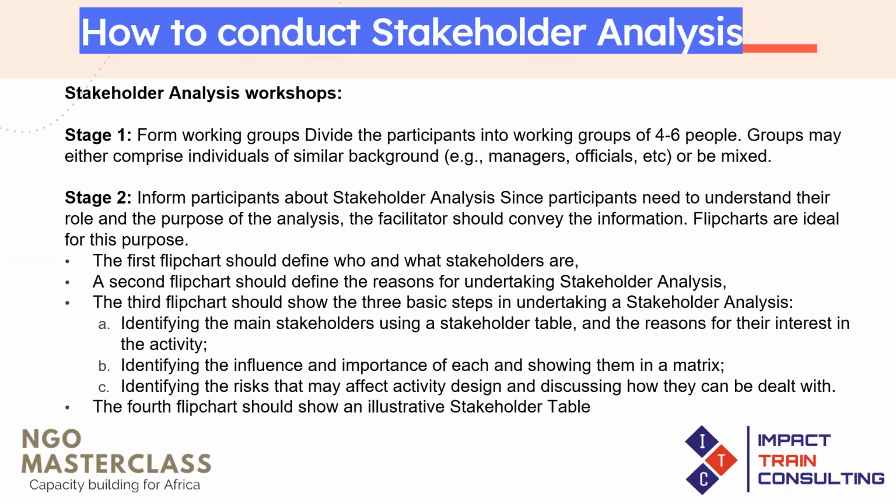And then the third flip chart is going to show you the 3 basic steps in undertaking a stakeholder analysis. One is that you need to create a stakeholder table where you've identified all the stakeholders. You also identify their interest in your project. And then the second thing is that you need to identify the influence and importance of each of these stakeholders, where you're going to create a matrix that we call the influence importance matrix. And then the third thing that you need to do is identify the risks. What are the risks associated with this project? How can we mitigate these risks? And so on.